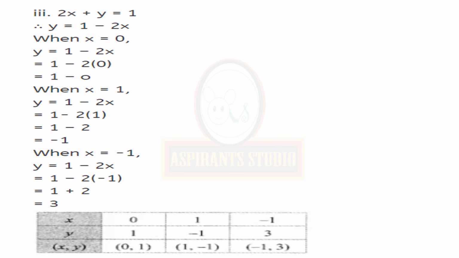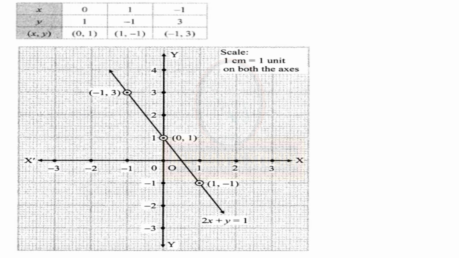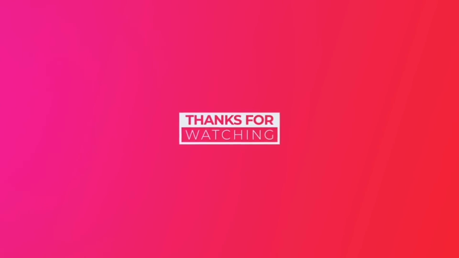Similarly for the next one, for the equation 2x plus y is equal to 1, take different values for x. You can take more values, 4 values. Take 4 values because for board exam they are asking you to take 4 values. So then accordingly calculate the y values. Then calculate the ordered pairs x comma y. For that also you have to extend the table downwards. Then plot these on the graph paper. Then make the line 2x plus y is equal to 1.